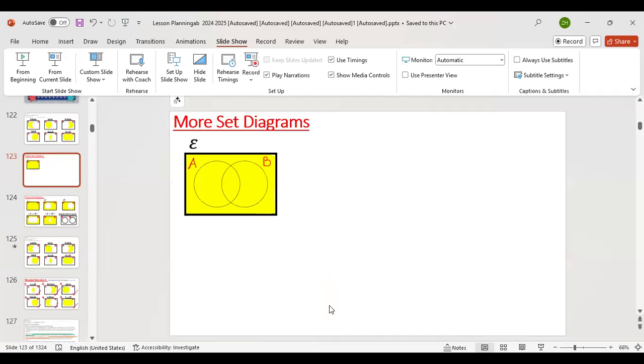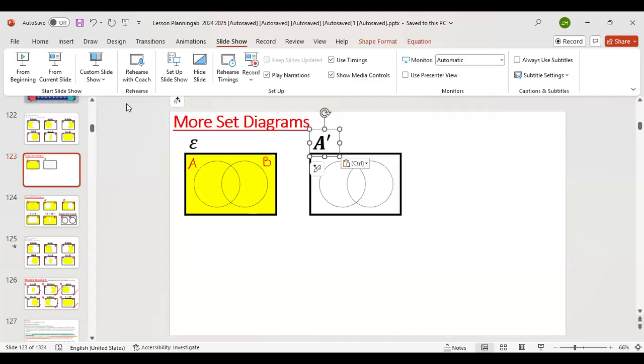Okay, good. Thank you. So the next one that we want to do, we just did the universal set, and I want us to do this one. And you want to remember what this symbol means.